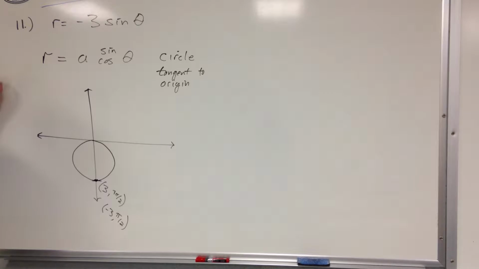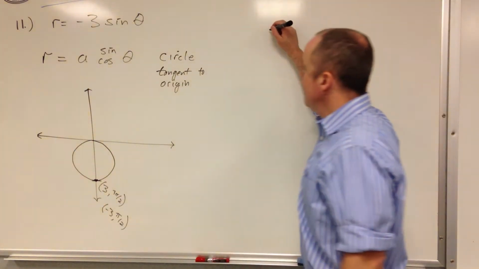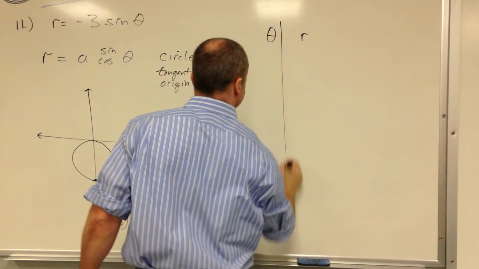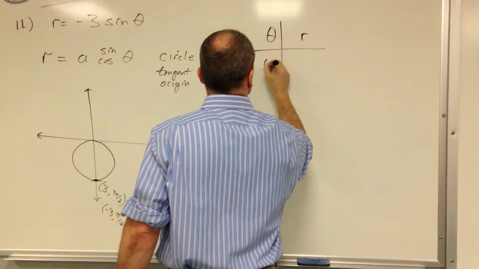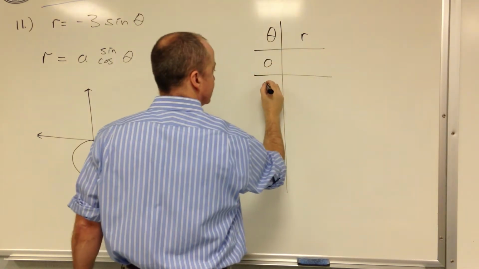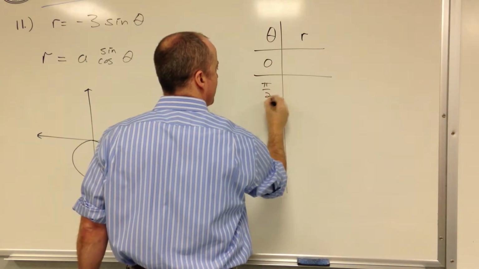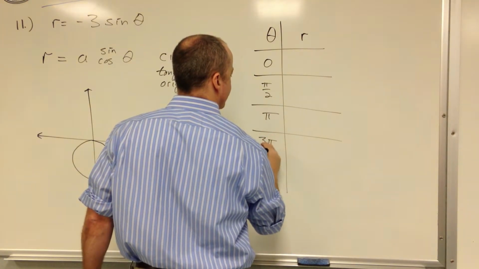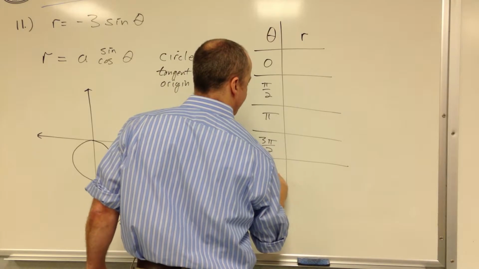There's nothing wrong with what I just did. I don't recommend relying on it, especially when you're on a test and you've got 6 of these to graph and you're staring at it. So I always recommend making the table with the theta and the radius, and putting in some version of these points: 0, pi over 2, pi, 3 pi over 2, and 2 pi. I say some version because of what's going to happen on the rows.